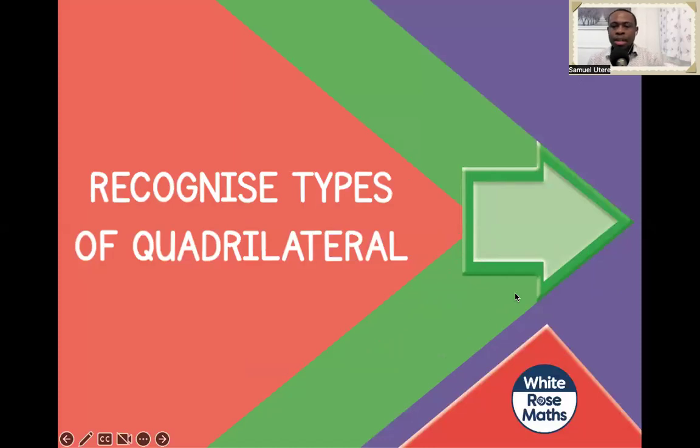So, in your previous lesson, you recognized different types of triangles and used that knowledge to answer some interesting questions. So, you're gradually increasing in your knowledge. In today's lesson, you're going to learn to recognize different types of quadrilaterals, their names, their properties, and how to use that knowledge to answer some interesting questions.